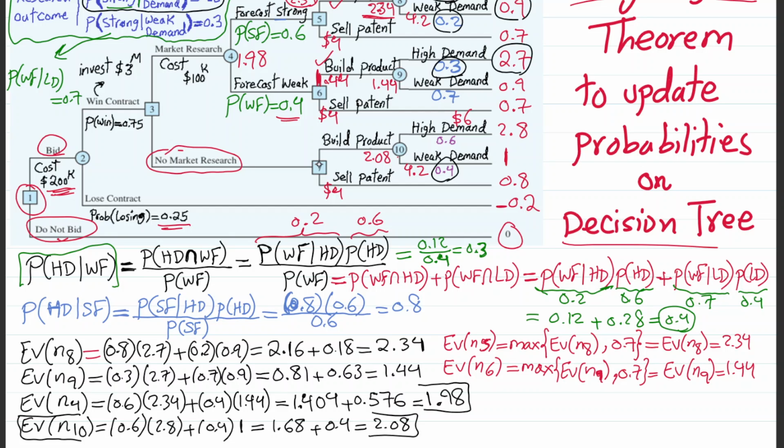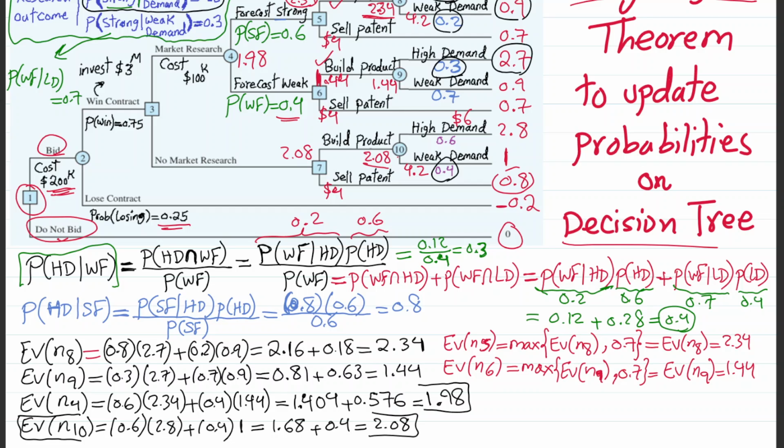And you can already see that at decision node 7, if we build the product, we're going to get 2.08 on average expected value. And if we sell the product, we're going to get 0.8. So forgetting about risk, which is not a concern at this point in this problem, we're going to go with the 2.08. So above node 7, I'm going to write 2.08, which is the backward pass-through expected value. And we're going to build the product. So no matter if we do market research or not, we're going to build the product.